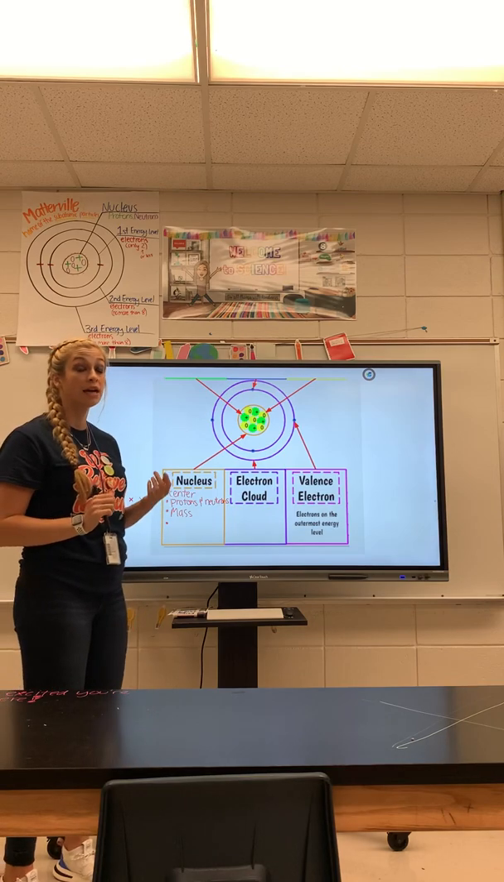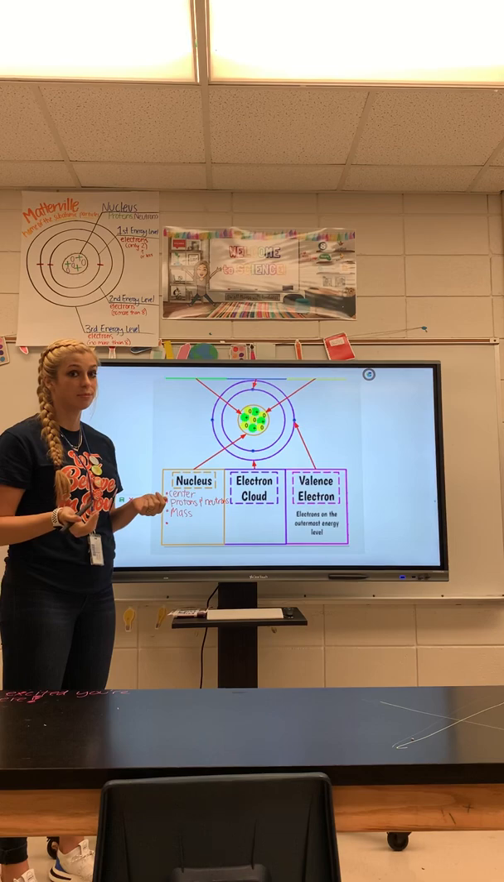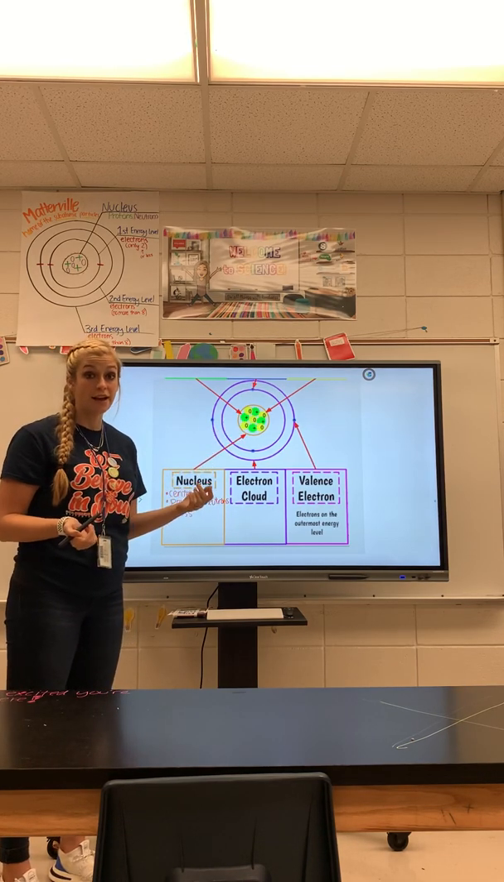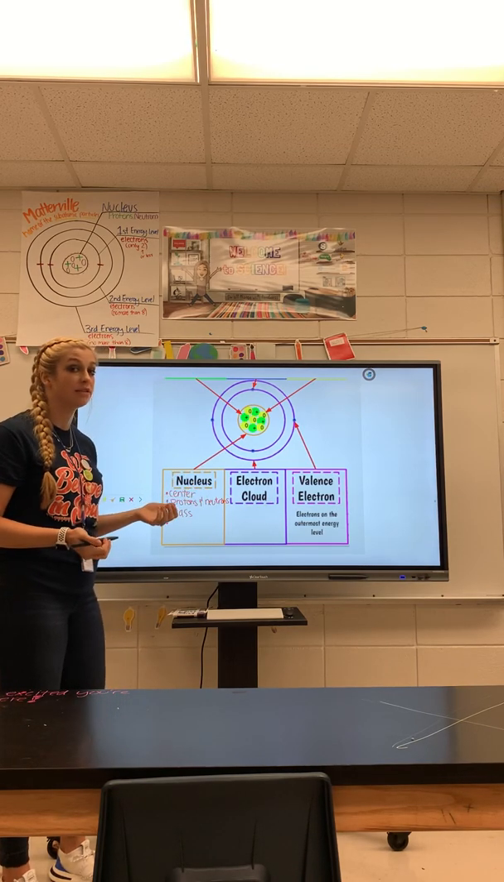And because there's protons and neutrons in the nucleus, what would its charge be? So protons are positive, neutrons have no charge, so overall the nucleus has a positive charge.